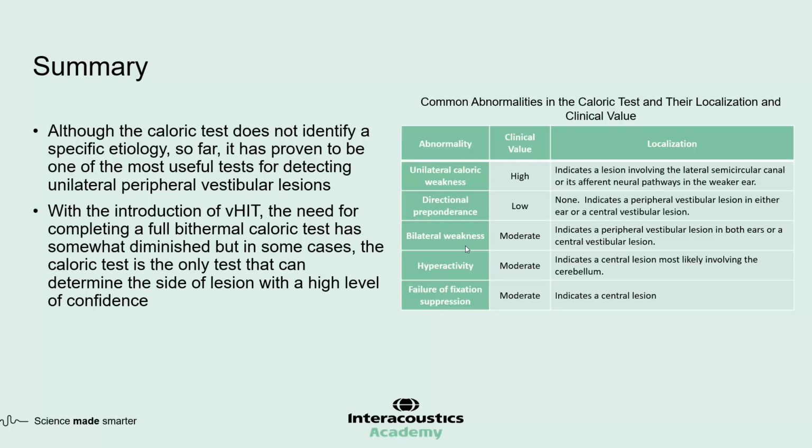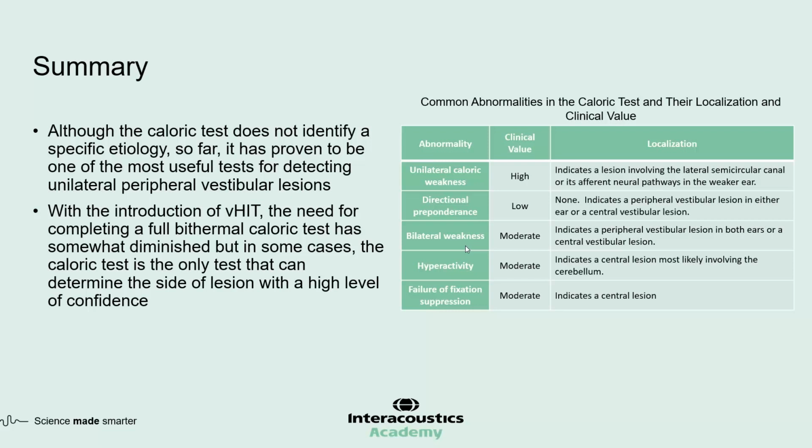If you have bilateral weakness, it's a moderate clinical value. It indicates peripheral vestibular lesion in both ears, but sometimes central vestibular abnormalities can result in bilateral weakness as well. Hyperactivity is a moderate clinical value, indicates a central lesion, most likely involving the cerebellum. Failure of fixation suppression, also a moderate clinical value, indicates a central lesion.